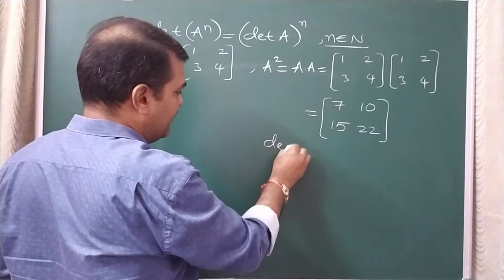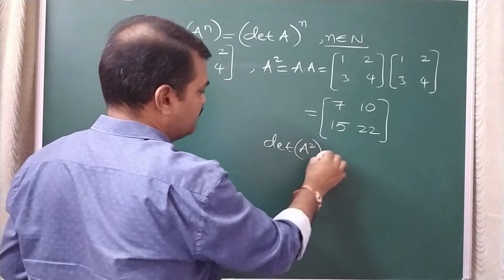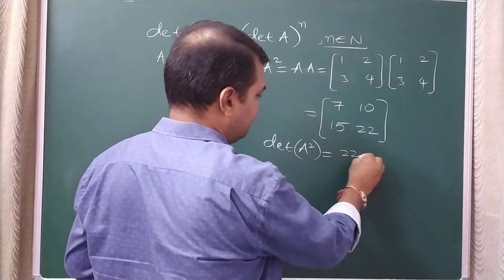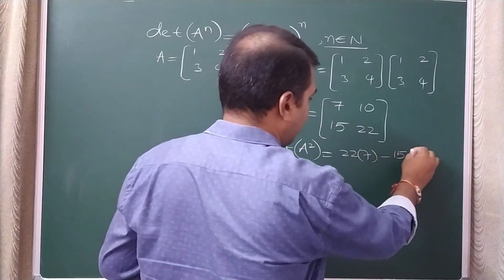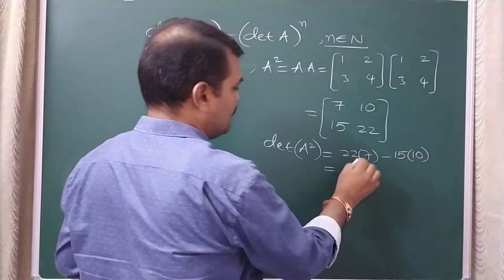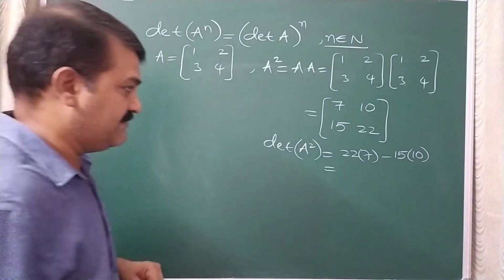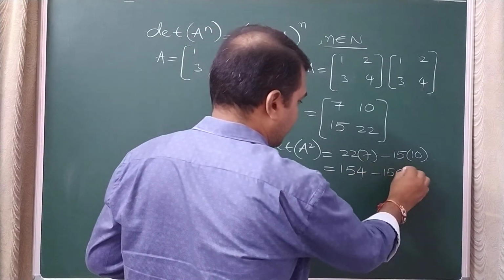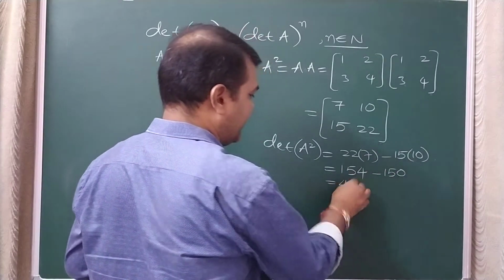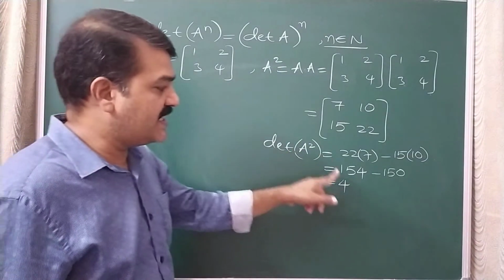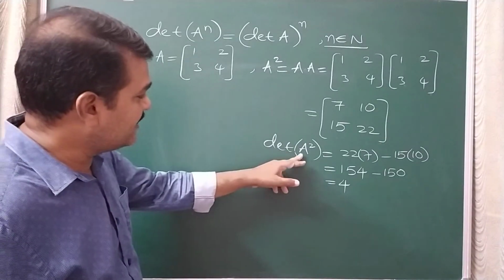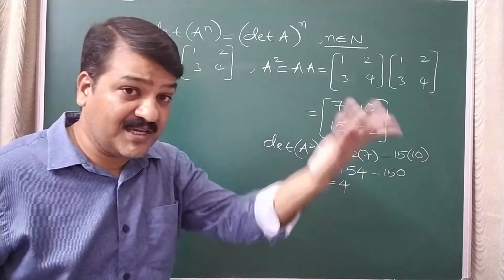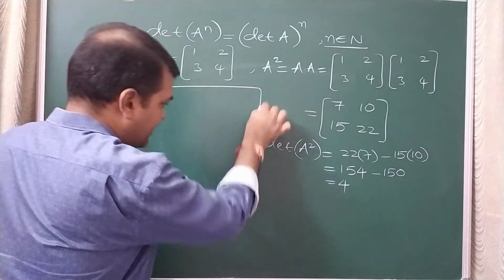Now I will find the determinant of A square. The determinant of A square is 22 into 7 minus 15 into 10. 22 into 7 is 154, minus 15 into 10, so you get the determinant of A square as 4. Now using the determinant property, the determinant of A square must be the same as det A whole square, no? Let us check that now.